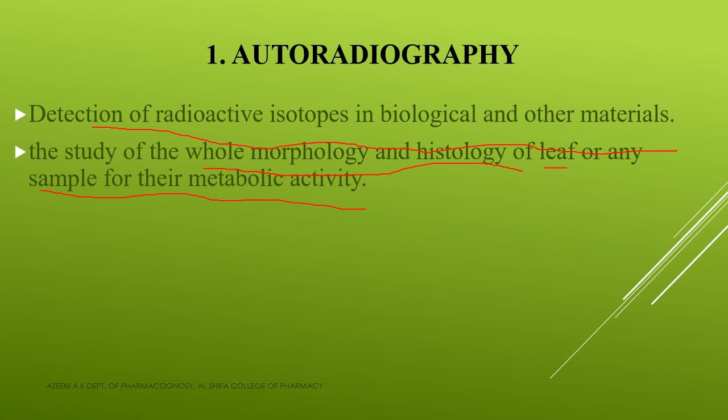In the last semester pharmacognosy, we studied that plants have a lot of chemical constituents, and these are not distributed throughout the plant; sometimes they are seen only in some part of the plant. For example, some compounds are seen in leaf, some in root, bark, etc. So with the help of autoradiography, we study the whole morphology as well as histology of leaf or any sample for their metabolic activity.